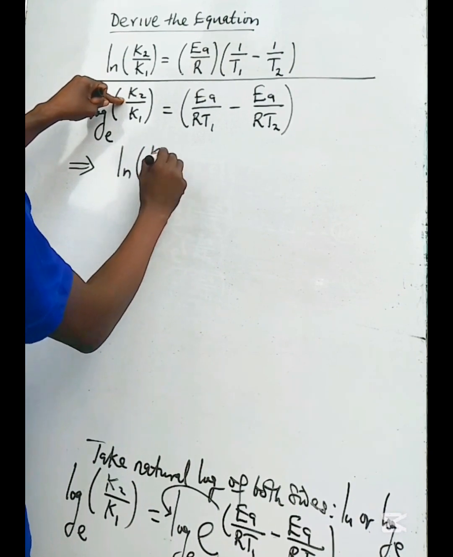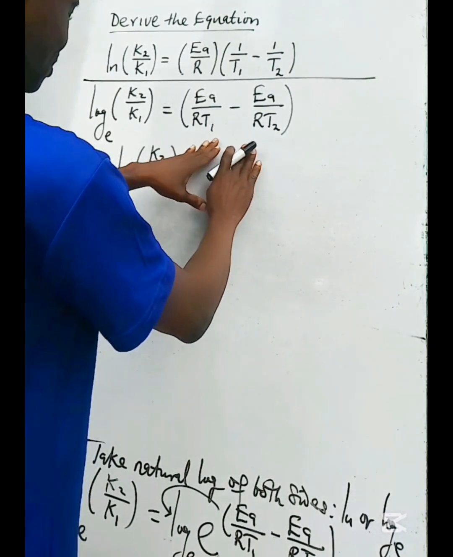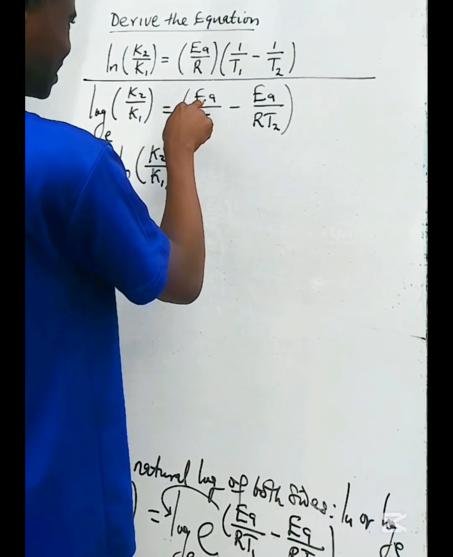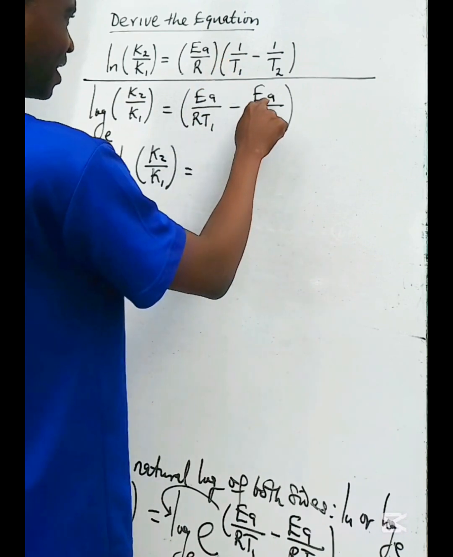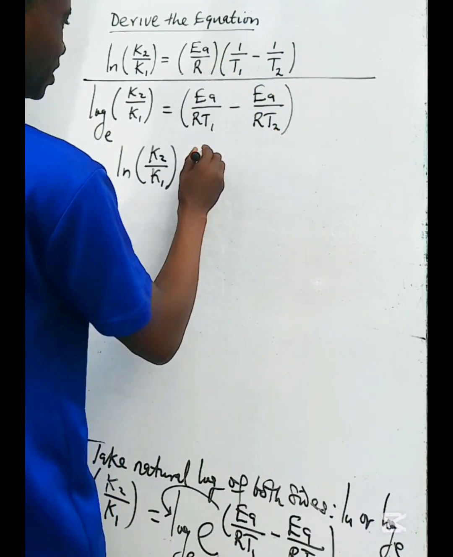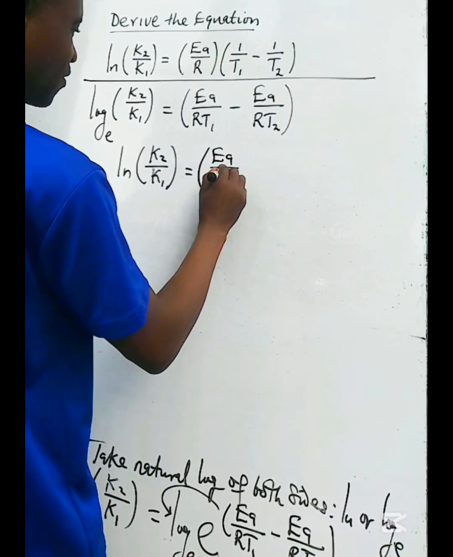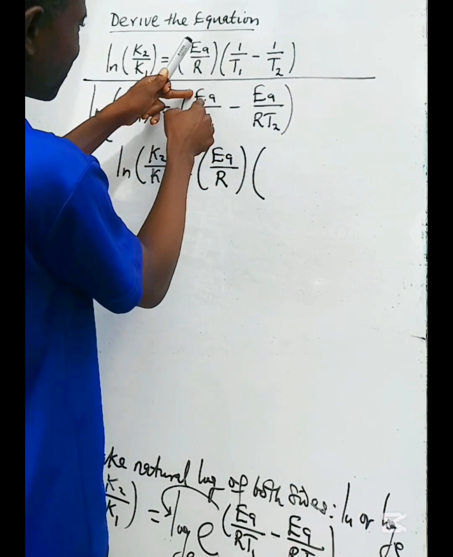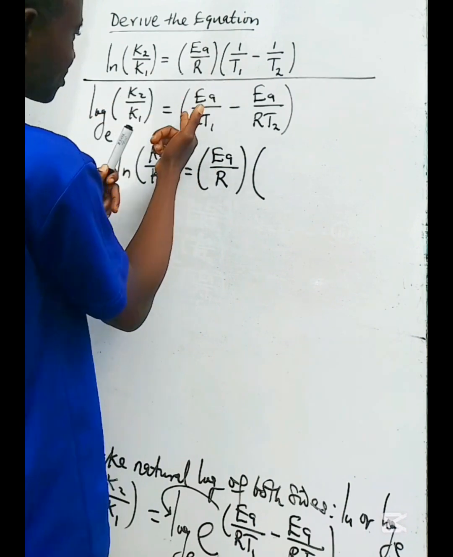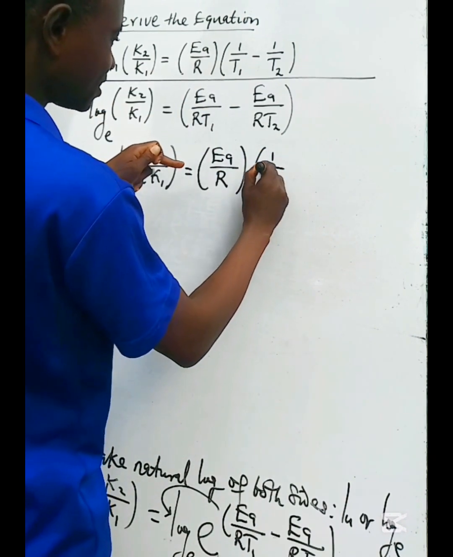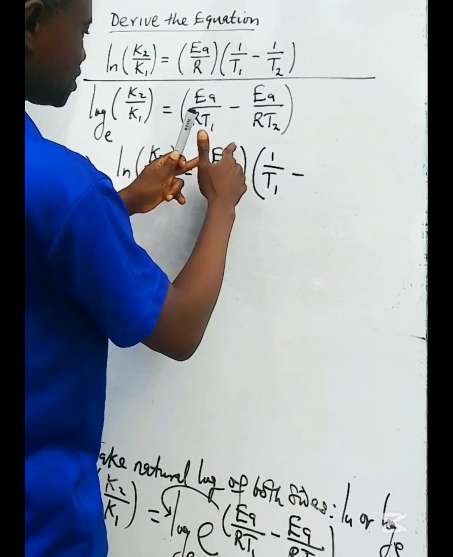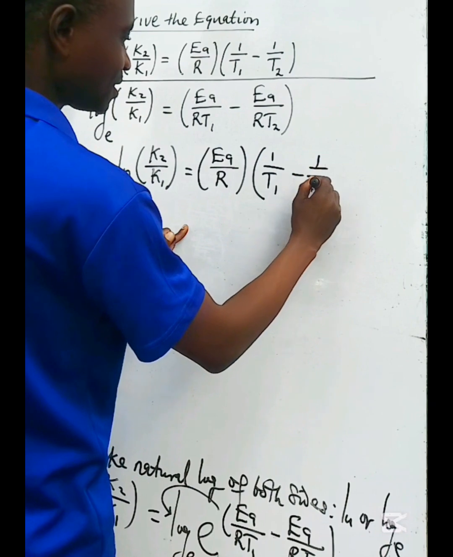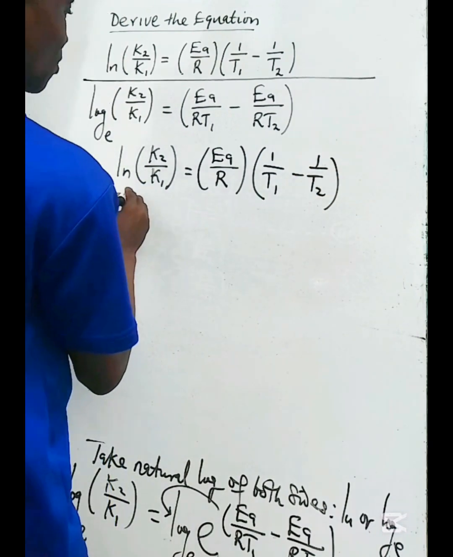K2 over K1 equals, now look at this, we can simplify this by taking what is common here. And you see that EA over R is here, and EA over R is also here. So we say EA over R times, when EA over R divides EA over RT1, this we cancel and we have 1 over T1, minus EA over R divides EA over RT2, we have 1 over T2. And this is the required equation.